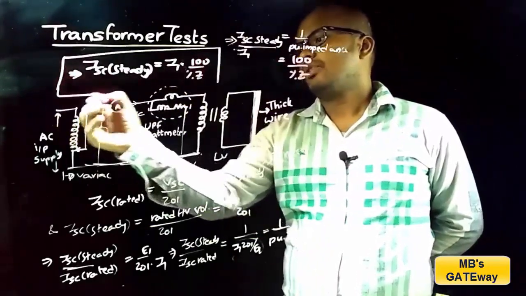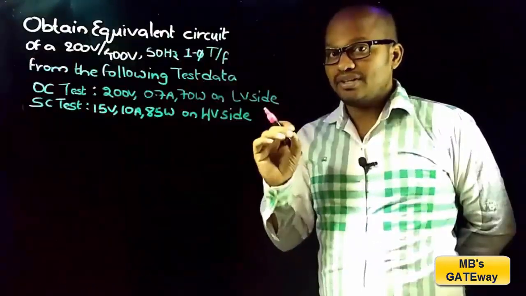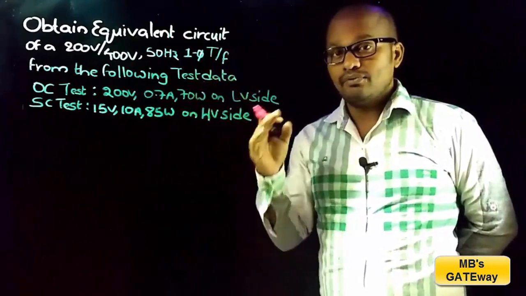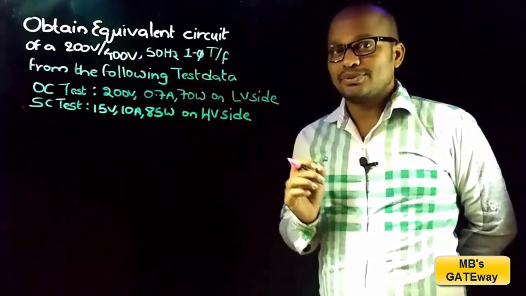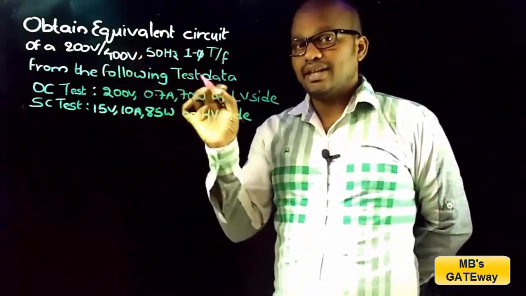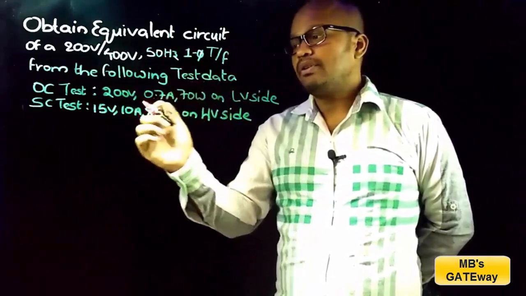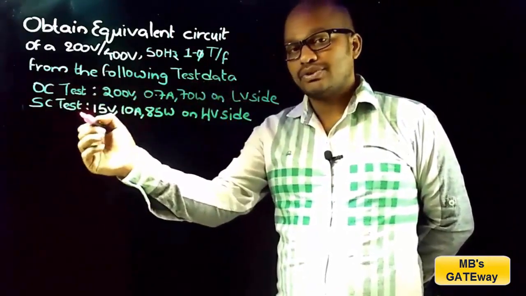This is the important relation which is considered in designing of transformer. And now finally, this numerical example will clear the most common doubt on OC test and short circuit test. In this numerical example, it is asked to find the electrical equivalent circuit of transformer by using the open circuit test data and short circuit test data.